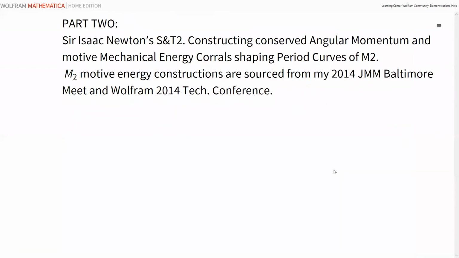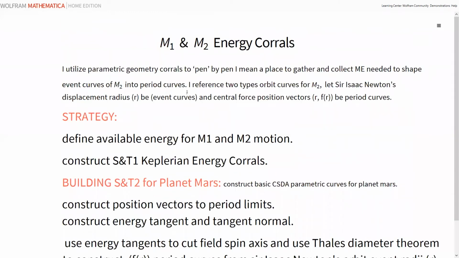Sir Isaac Newton's SNT2 constructs conserved angular momentum and motive mechanical energy corral, shaping period curves of M2. M2 motive energy constructions are sourced from my 2014 JMM Baltimore meet with the Wolfram 2014 Tech Conference. I utilized parametric geometry corral to pen, and by pen I mean a place to gather and collect mechanical energy needed to shape event curves of M2 into period curves. I reference 2 types of orbit curves for M2. Let Sir Isaac Newton's displacement radius R be event curves and central force position vectors RF of R be period curves.